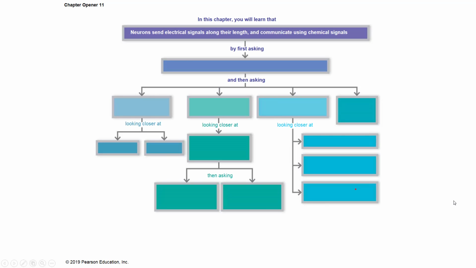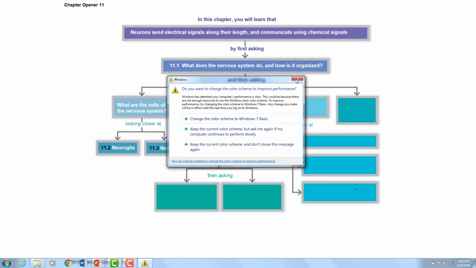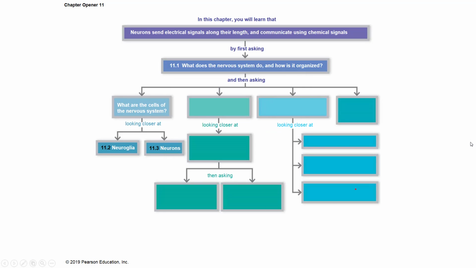In this chapter you will learn that neurons send electrical signals along their entire length and communicate using chemical signals. So how do we do that? We learn by asking, how does the nervous system work and how is it organized? And then we take a look at what are the cells of the nervous system.